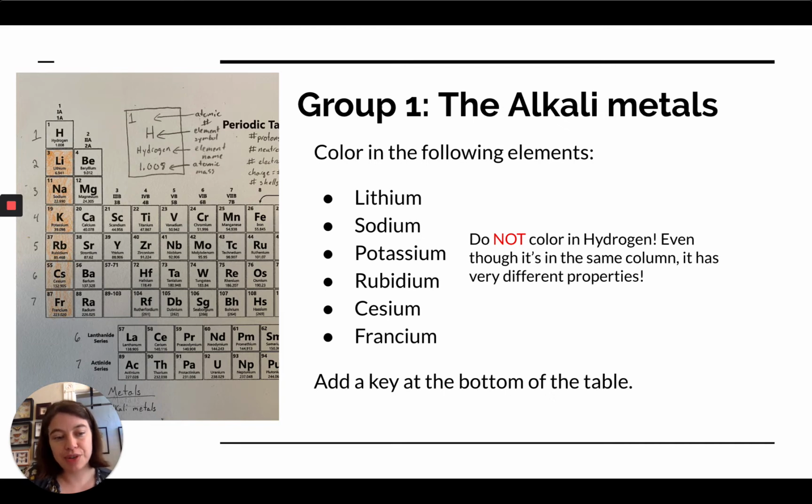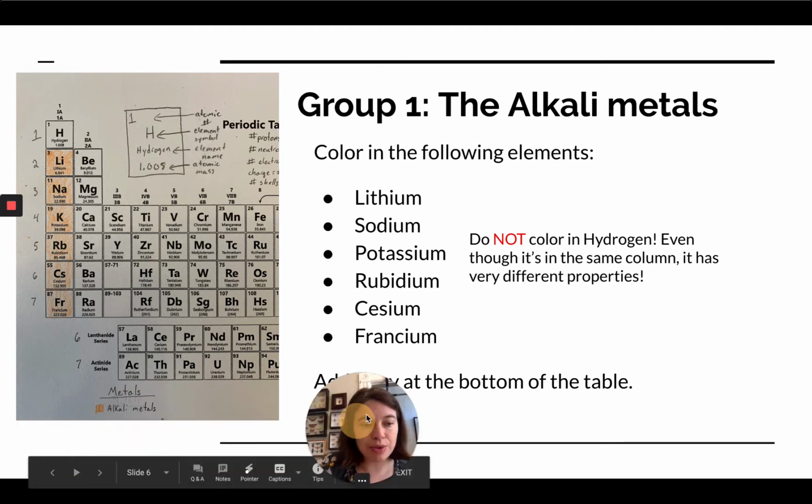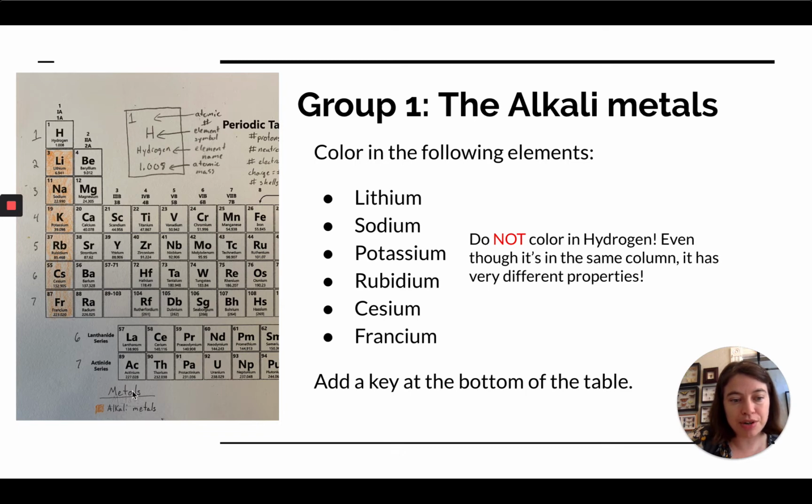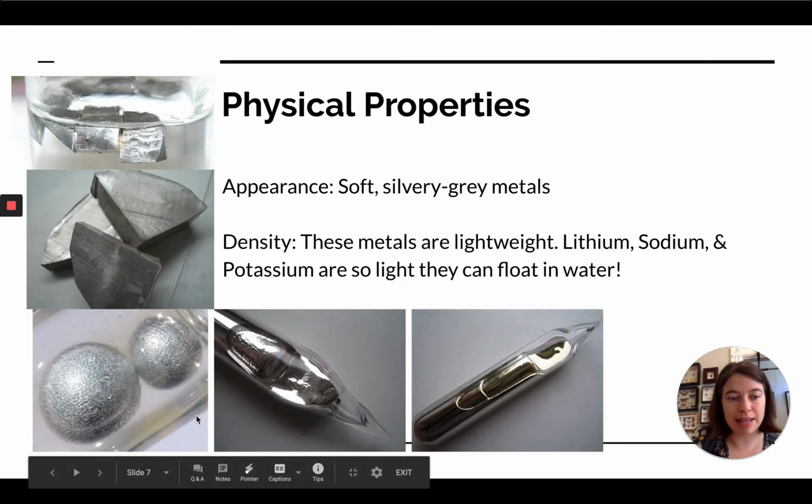So what I would like you to do right now is pull out a colored pencil. And once you've got your colored pencil, I want you to lightly shade in those six elements. It doesn't matter what color you use, any color you like. And at the very bottom of your table, I want you to add a little key. So put it under the heading metals and include a little box of the right color and call it your alkali metals.